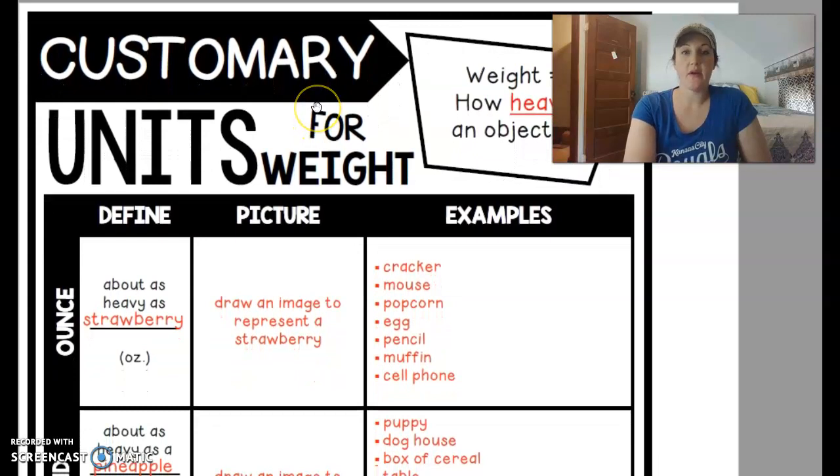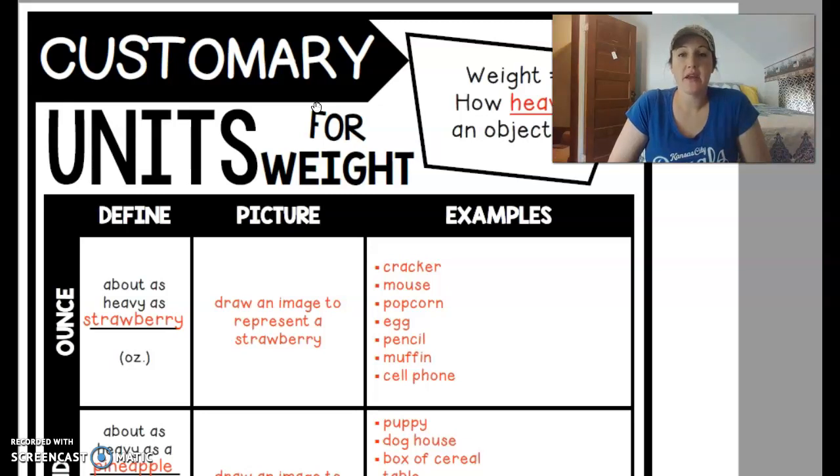All right, so at the top it says weight equals how heavy an object is. Go ahead and fill in the missing word, heavy. And let's talk about one of the smallest units of weight, ounces. So ounces are small, okay? There are 16 ounces in a pound.